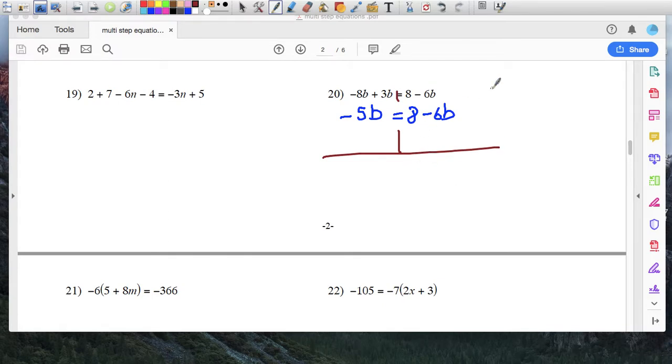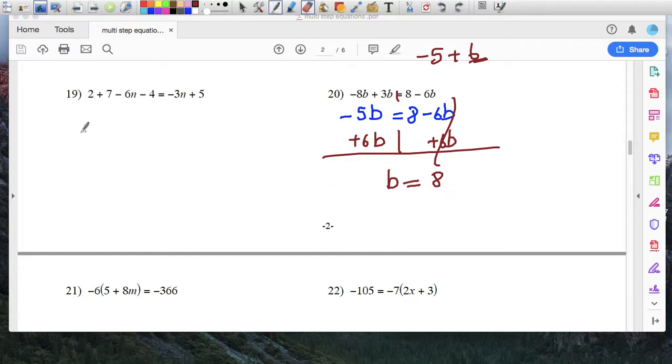Most of the time I pick the smaller b, but this time, let's get rid of this guy here. So -6b, to get rid of that, I have to add plus 6b. And I will add plus 6b over here. These two will equal 0, so I don't have to write it, but the 8 I do. And -5 plus 6, there's more positives. How many more? 1 more. And you can write 1b, or because 1 times b is just b, you can just write it as b. So b equals 8.